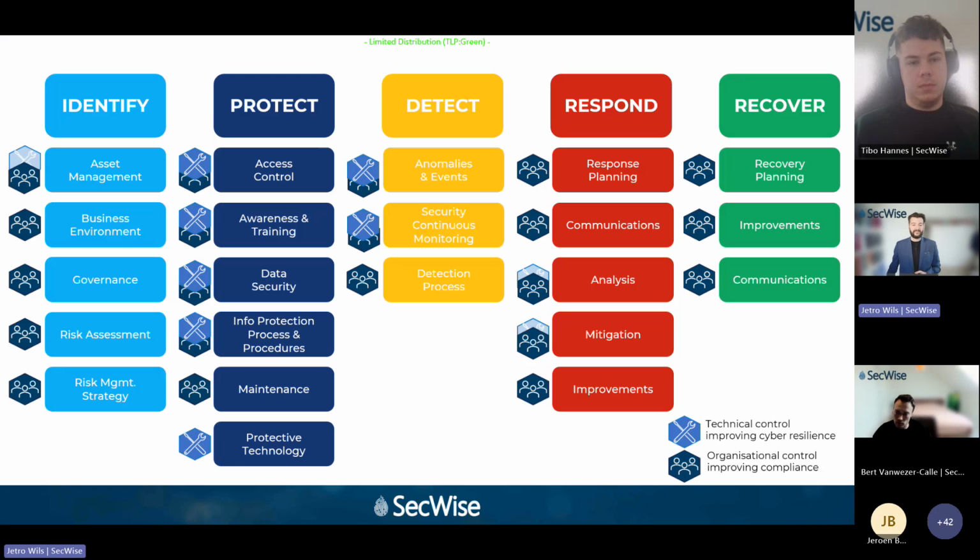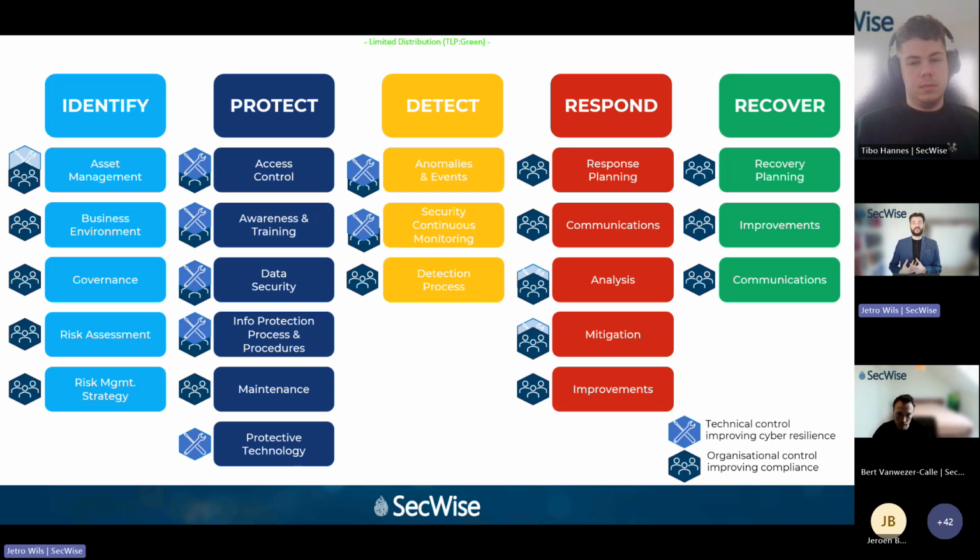And it has these 5 domains: identify, protect, detect, respond, and recover, which basically says, dear entity, dear organization, you have to walk through each of these 5 phases and then do all these sub-activities. Under each activity, there are controls, and based on if you are an essential or an important entity, you have more or fewer controls you need to install and implement.